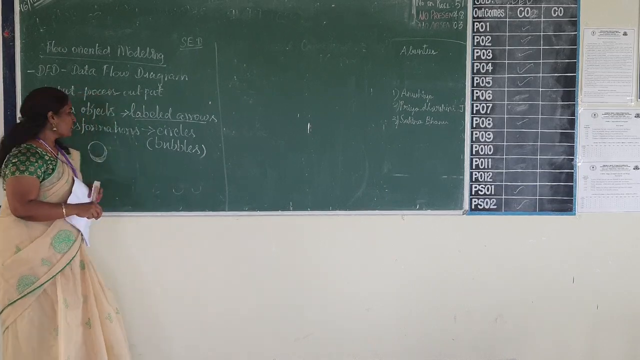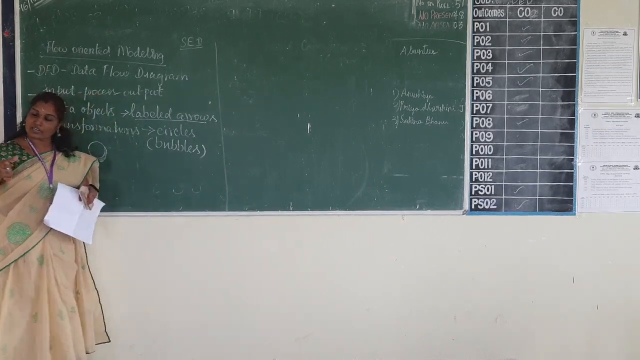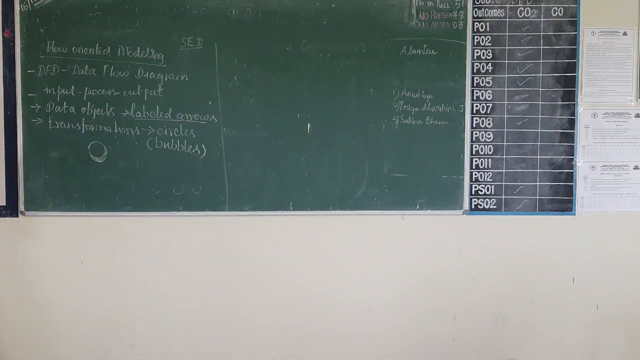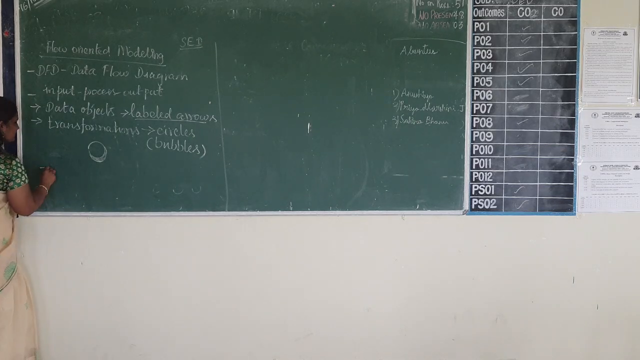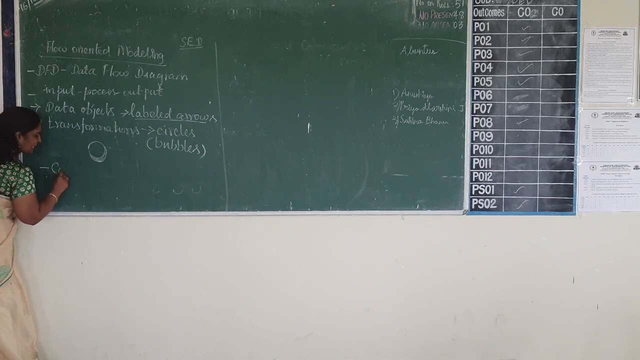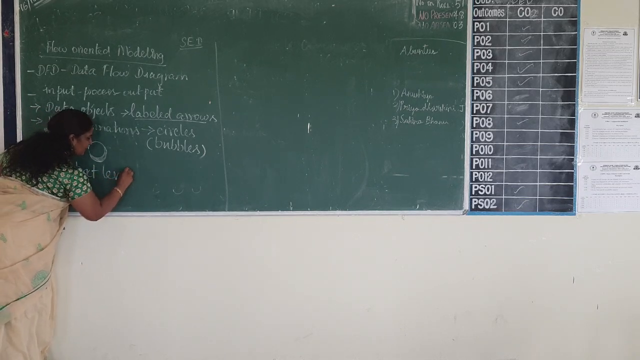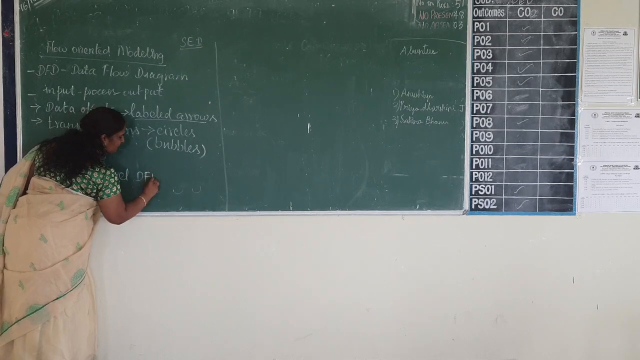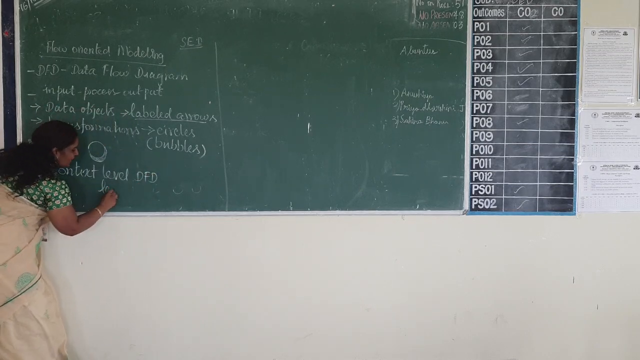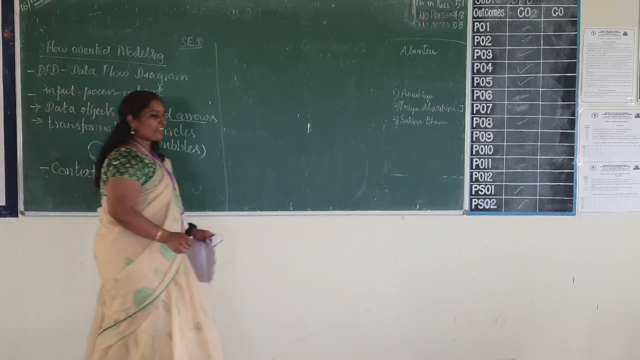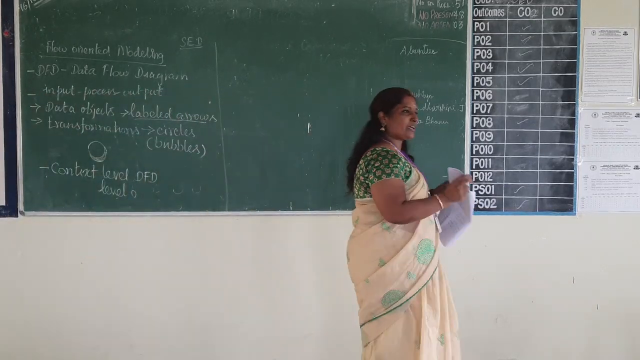Okay, right. So first I will explain to you, then I will give you a few important points. Your data flow diagram will be of various levels. The starting level you can call the context level DFD. At the very beginning, we won't be knowing anything about the entire system.